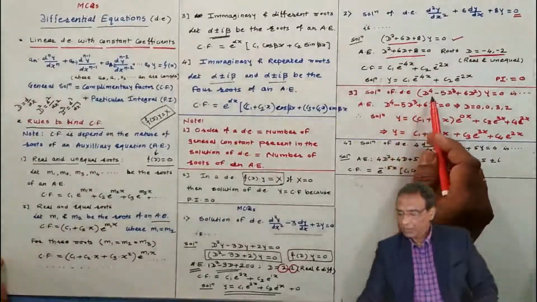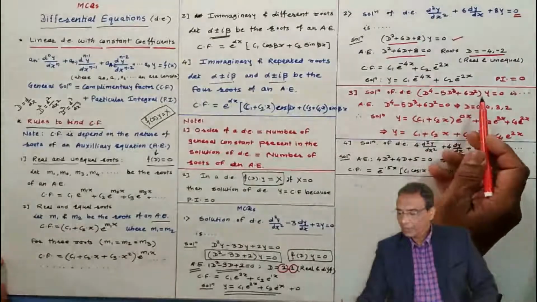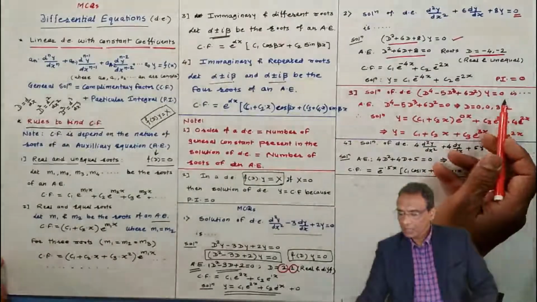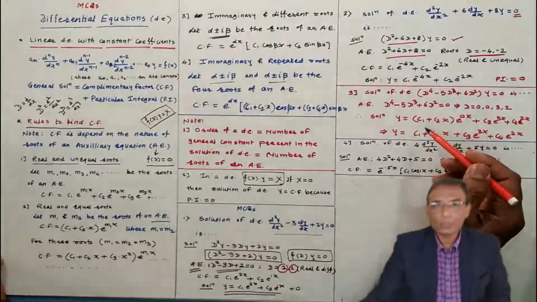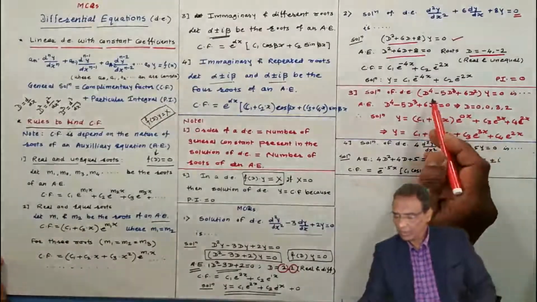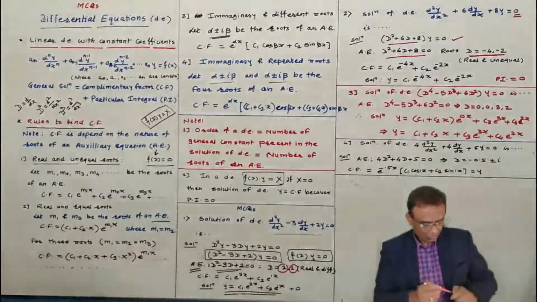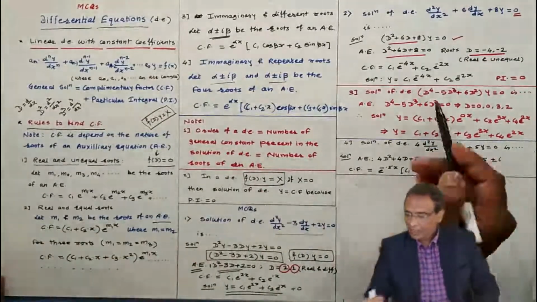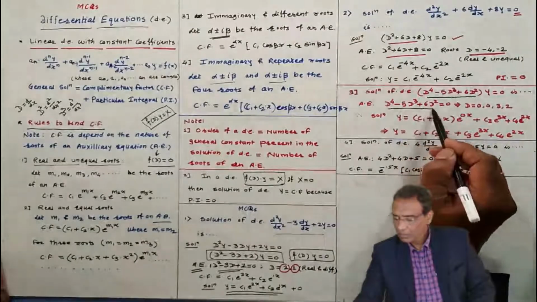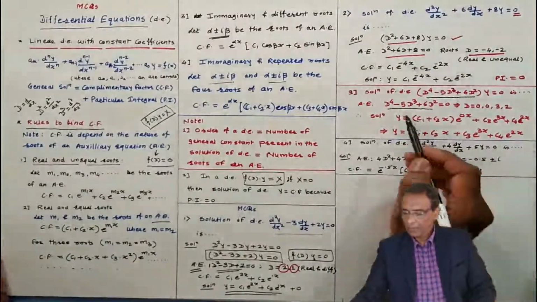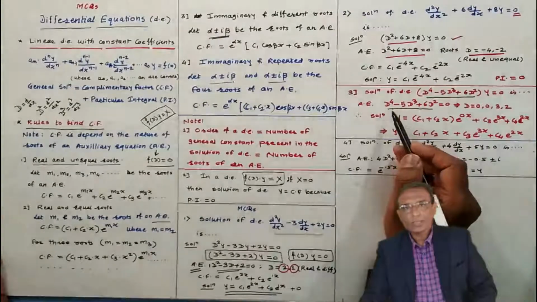See, the solution of the differential equation is equal to 0 is dash, meaning I have not written the options, in order to save time. The auxiliary equation is D raised to 4 minus 5D cubed plus 6D squared. Now here you can use a calculator.